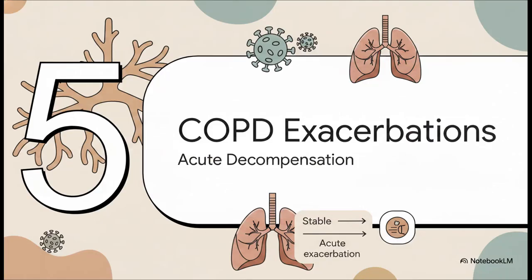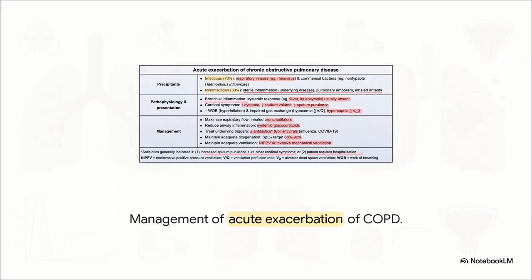Moving to Section 5, acute COPD exacerbations. When stable COPD decompensates, you need to maximize expiratory flow with inhaled bronchodilators and hit airway inflammation with systemic glucocorticoids. Then you're assessing for the 3 cardinal symptoms: increased dyspnea, increased sputum volume, and increased sputum purulence. The exact combination of these dictates your next steps.